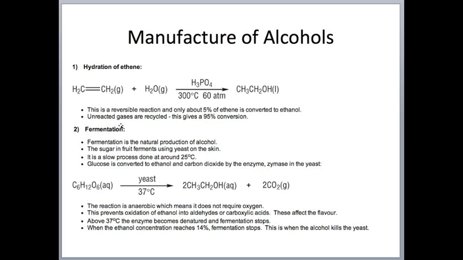The other way is by fermentation, and fermentation is a natural process. The sugar in the fruit ferments using yeast on the skin. It's quite a slow process, and the temperature needs to be around 25 degrees centigrade. So we can convert glucose to ethanol and carbon dioxide with the use of an enzyme in the yeast. Here we have a molecule of glucose with the presence of yeast, and at about 37 degrees centigrade we get ethanol and carbon dioxide.